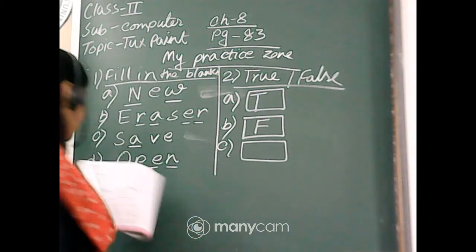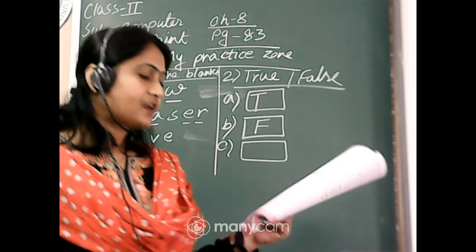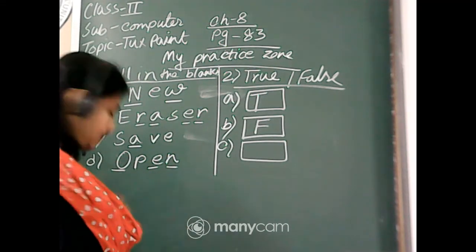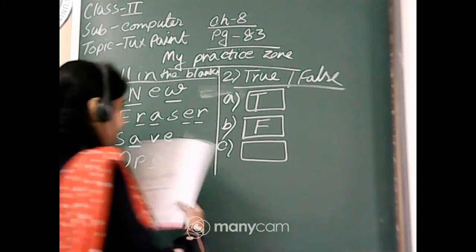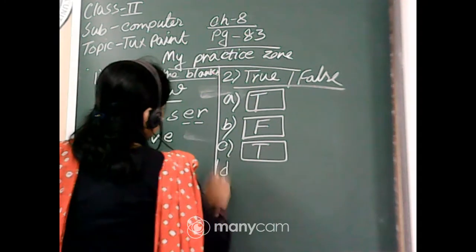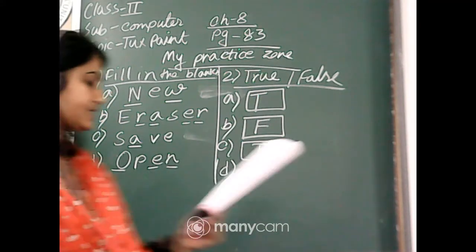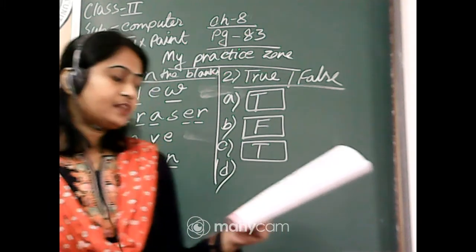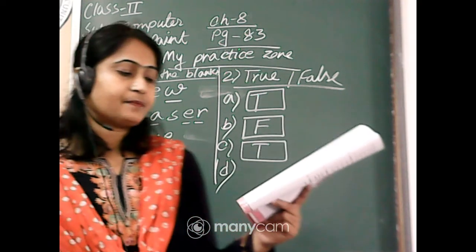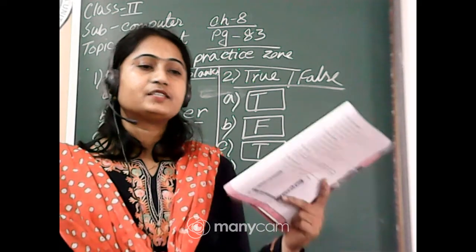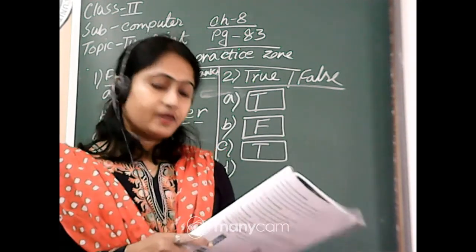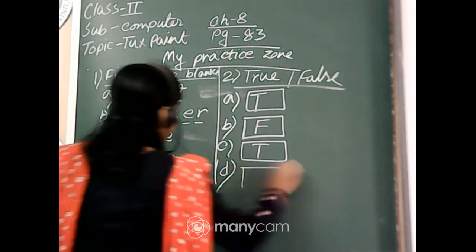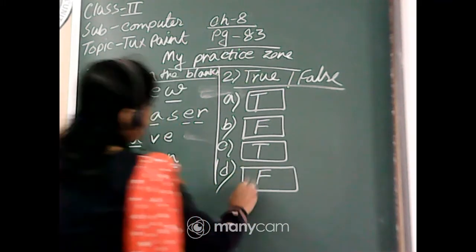Now number C. The eraser tool is used to erase the unwanted part of the drawing. Yes, the eraser tool is used to erase the unwanted part of the drawing. So number C, true. Next number D. The pen tool is used to type the text as a part of the drawing. No. The pen tool is used to draw the picture, not type the text. The text tool is used to type the text. So number D, false.